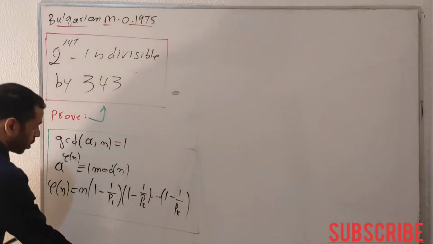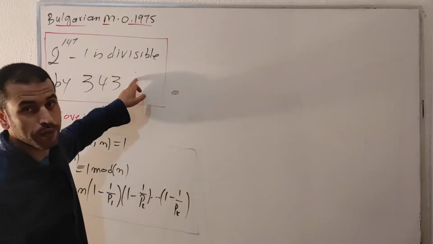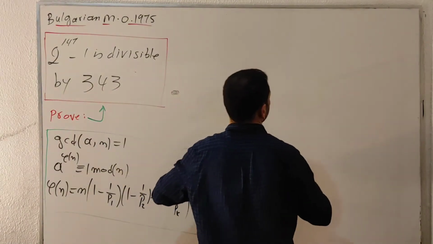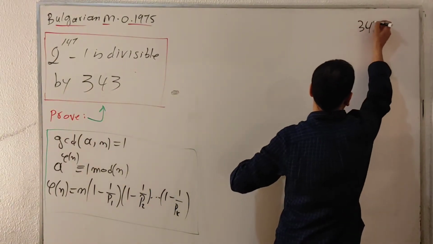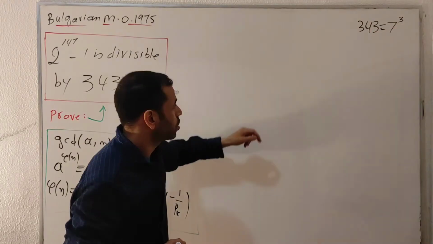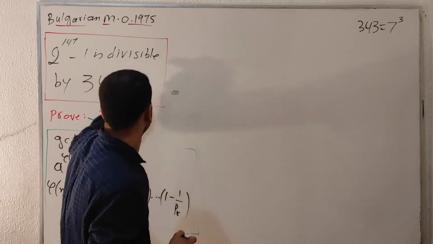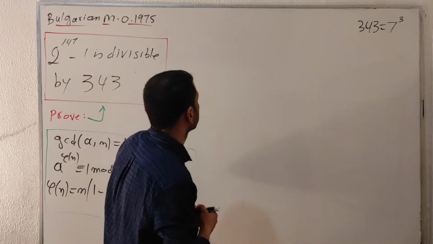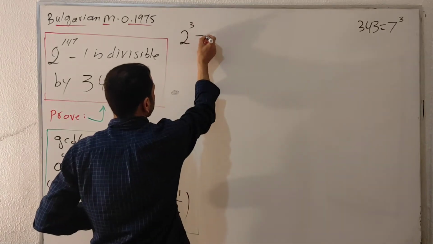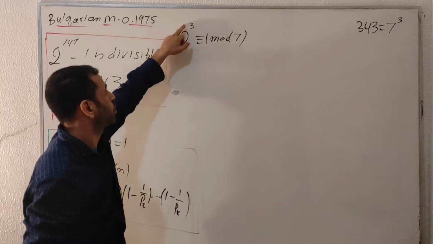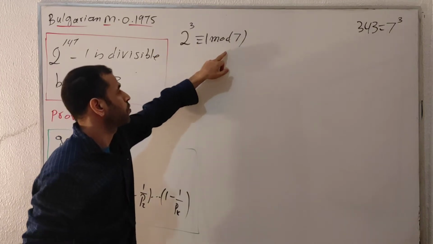Now we are going to apply this theorem to our problem. Let's check with this number. 343 is the same as 7 cubed. First of all, I'm going to reduce this to mod 7. So we have 2 cubed, which is 8, is congruent to 1 mod 7.